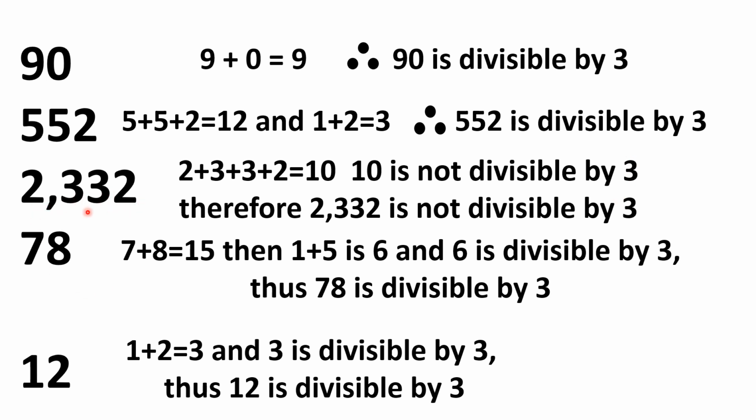2,332. 2 plus 3 plus 3 plus 2 is equal to 10. So 10 is not divisible by 3, therefore 2,332 is not divisible by 3. 78. 7 plus 8 is equal to 15. Then add 1 plus 5 is equal to 6. And 6 is divisible by 3. Therefore, 78 is divisible by 3. Next is 1 plus 2 is equal to 3. And 3 is divisible by 3. Therefore, 12 is divisible by 3.